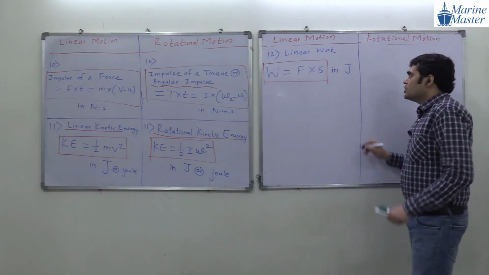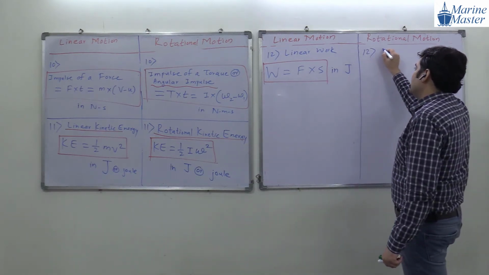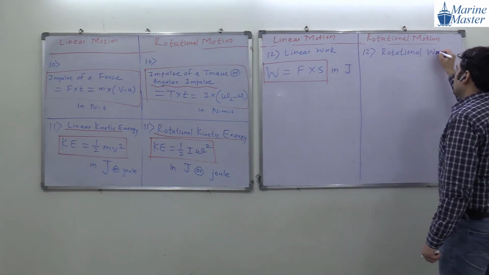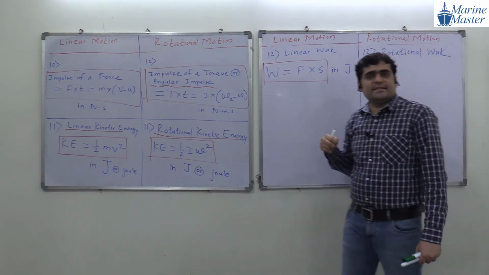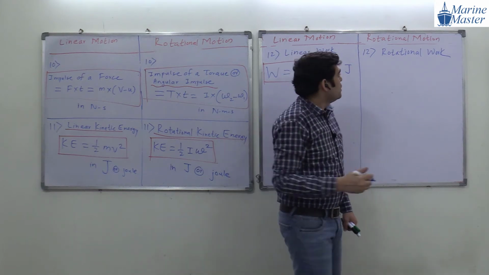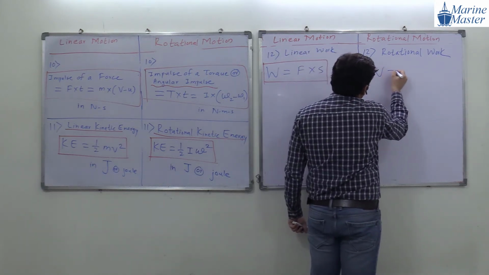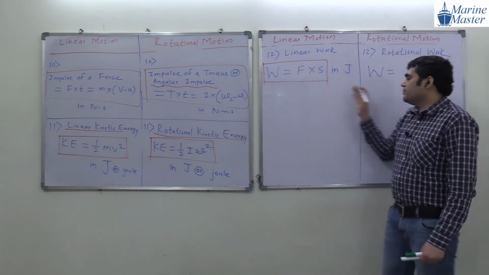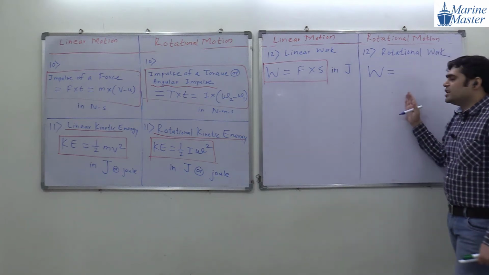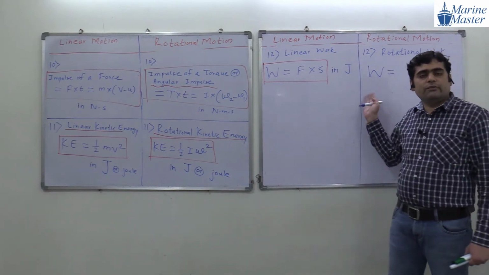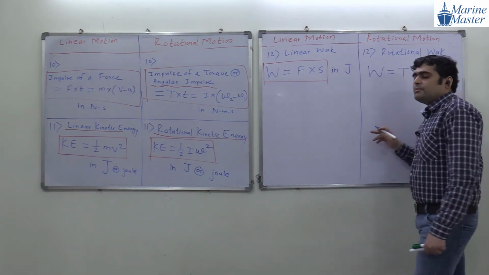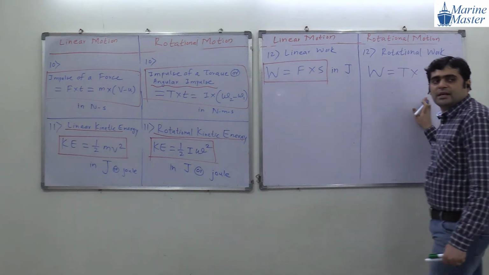Now in rotational motion, what will be the 12th point? Rotational work. Linear work is created due to force. So for rotational work, W will be equal to what? Linear motion is due to force, rotational motion is due to what? Instead of force, we have torque. Good. And instead of displacement, what will we have here?